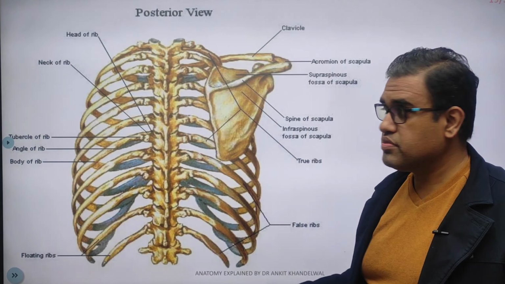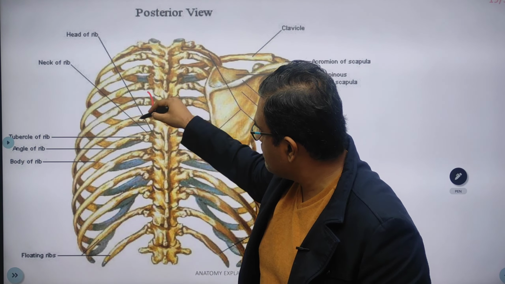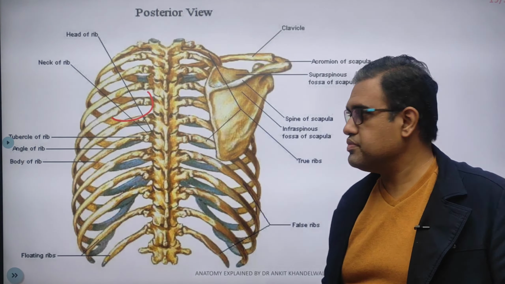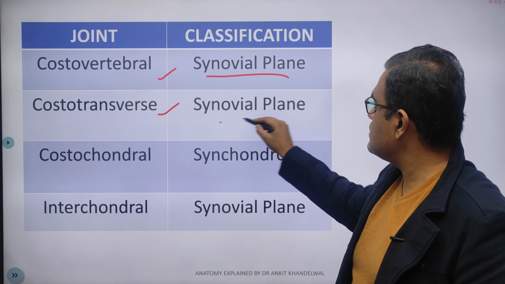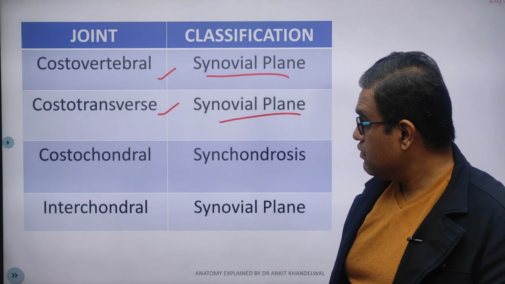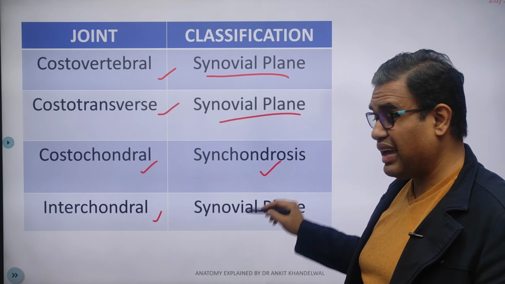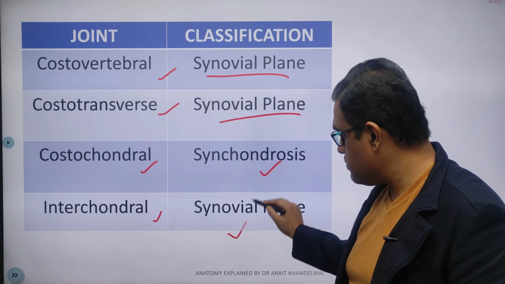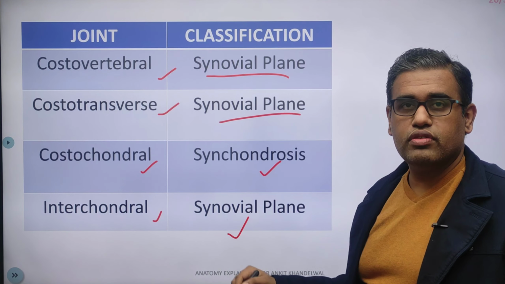Then posterior view. This we are seeing the posterior view spines. The ribs are first coming like this, then they will go forward. Okay, the joints formed will be costovertebral, costotransverse. All are synovial, plain variety. Costochondral, interchondral, that also we have seen. Costochondral again primary cartilaginous, but interchondral is plain synovial. So these, you can see most of the joints are plain synovial.